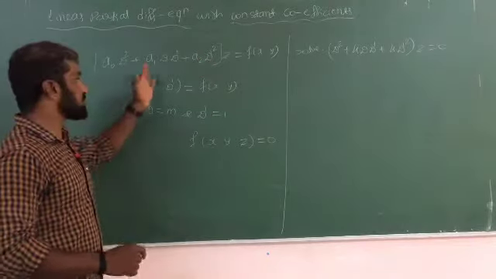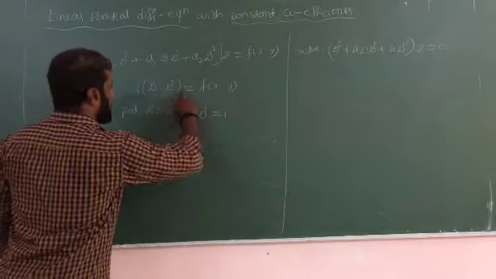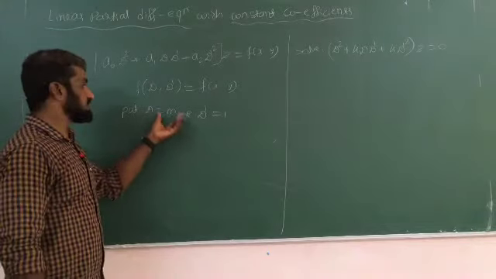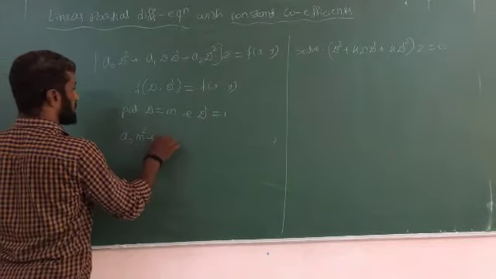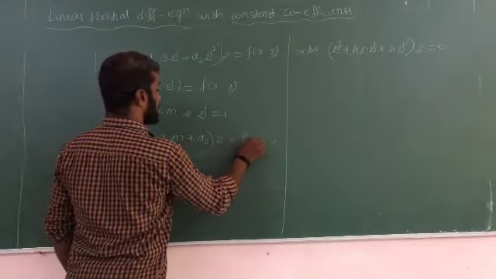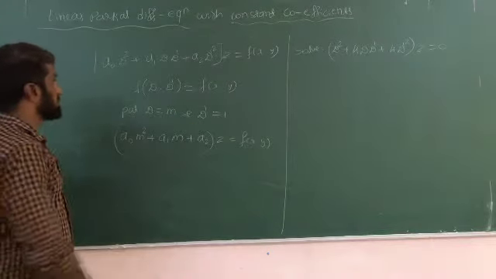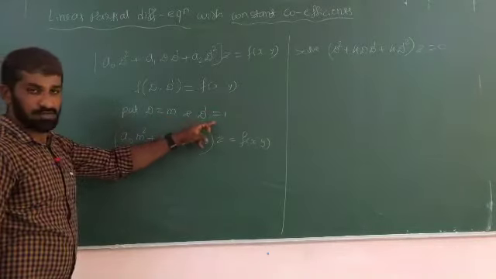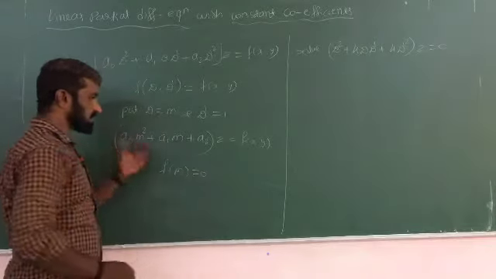Step 1, write out the given differential equation in this form. Then step 2, put D equal to m and D dash equal to 1 to find the roots. So a naught m square plus a1 m plus a2, z equal to f of x, y. This is the normal procedure. Step 1, write down the given differential equation. Step 2, to find the roots, put D equal to m and D dash equal to 1 in the above equation. So f of m is equal to 0.